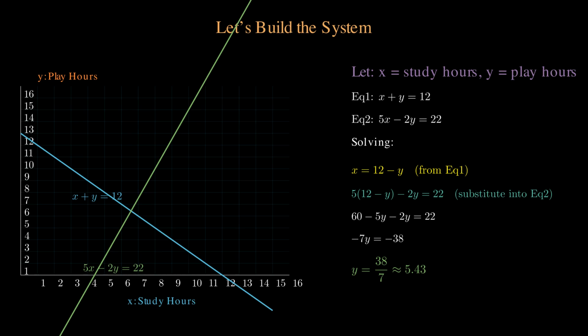Now substitute back to find x. That's about 6.57 hours of study. This is the intersection point, where the student keeps mom's mood neutral. This is how you use linear systems without even knowing about it.